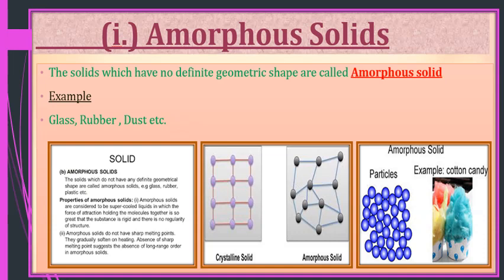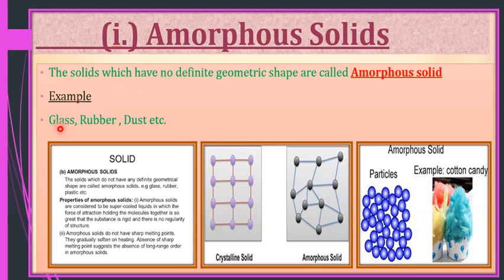Here is the detail about amorphous solids. The solids which have no definite geometric shape are called amorphous solids. For example, glass, rubber, and dust are examples of amorphous solids. Here is the arrangement of crystalline solids and amorphous solids. Crystalline solids are particularly arranged and amorphous solid particles are randomly arranged.